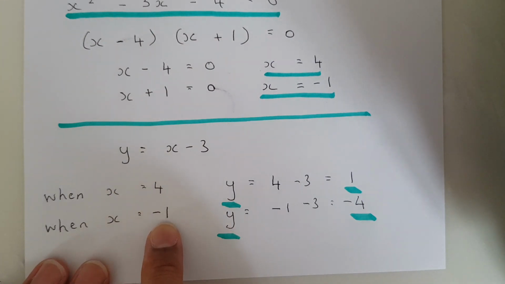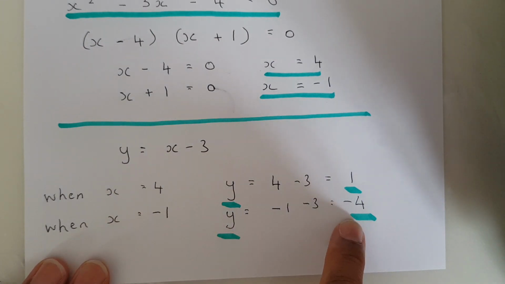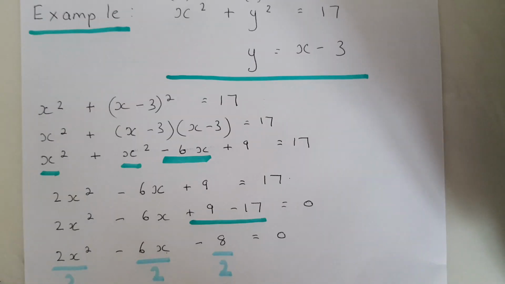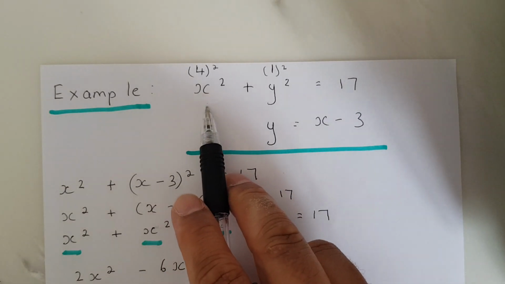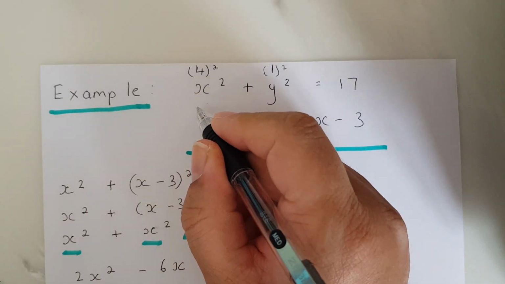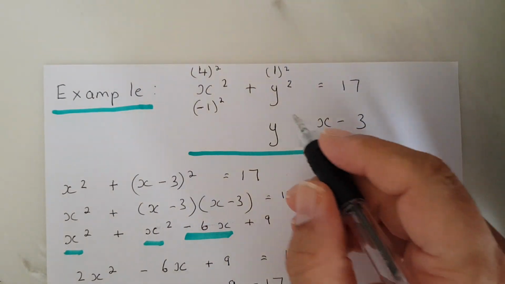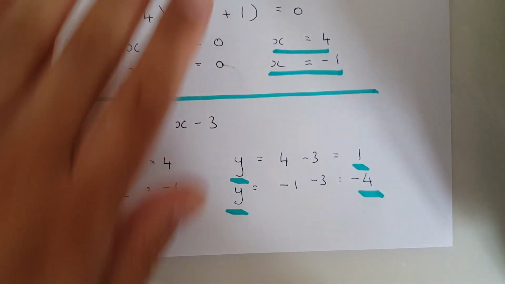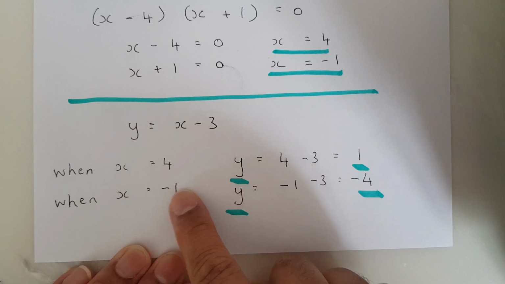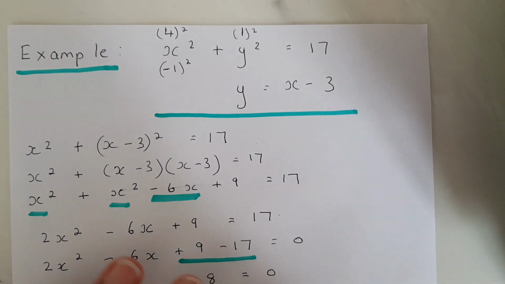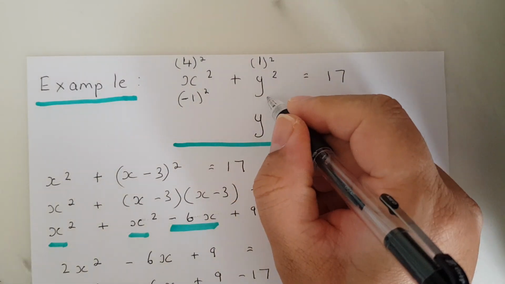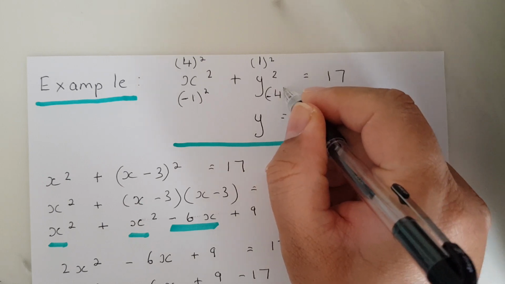When x is minus 1, y is minus 4. Now let's see if that works. So when x is minus 1, I'm going to put minus 1 here, squared. Y is minus 4. Now remember, when x is minus 1, y is minus 4. So let's put a minus 4 here.